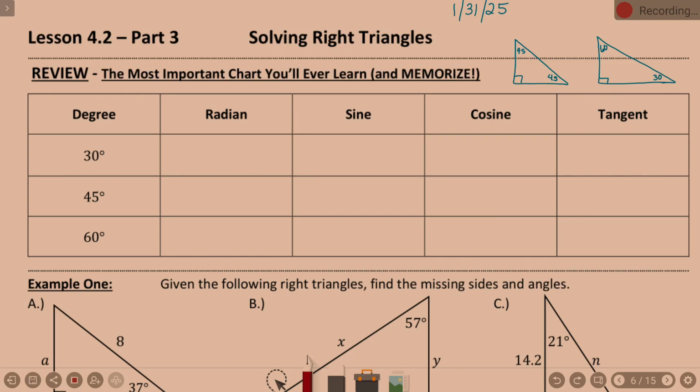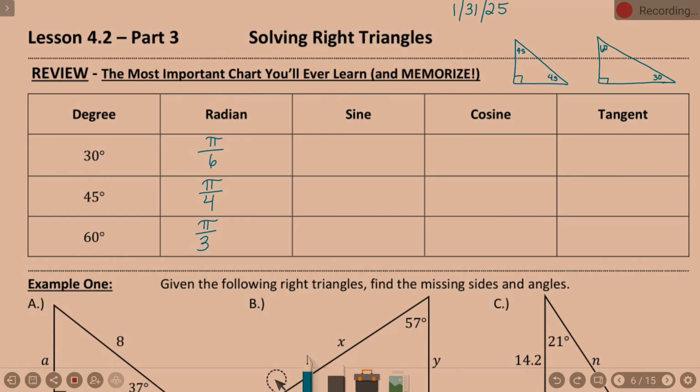Several of you are saying you do remember this. 30 degrees, when we convert it to radians, was pi over 6. 45 degrees, when we converted it to radians, was pi over 4. And 60 degrees, when we converted it to radians, was pi over 3. Those are just equivalents. Multiply by pi over 180 to get there. See yesterday's notes if you don't remember.